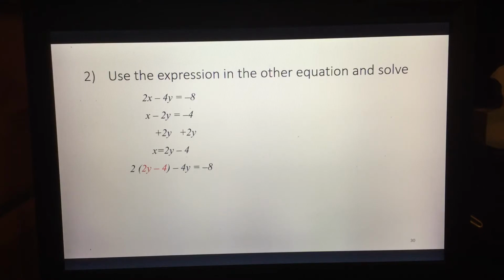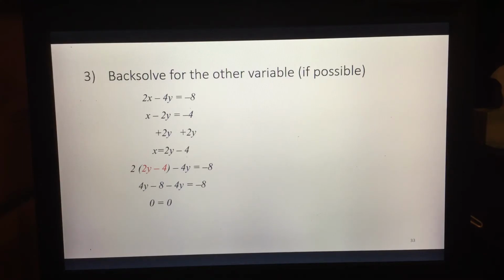Simplify by distributing the 2. 4y minus 8 minus 4y equals negative 8. Combine like terms. 0 equals 0. Let's move on to our next step. Back solve for the other variable if possible. This is one of the cases where it's not possible.